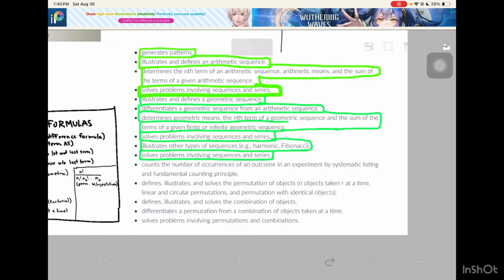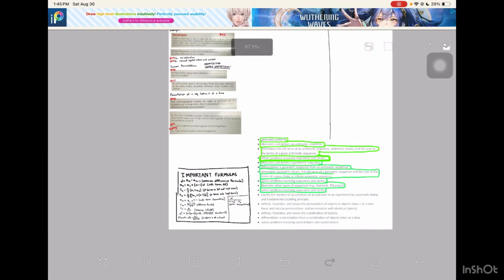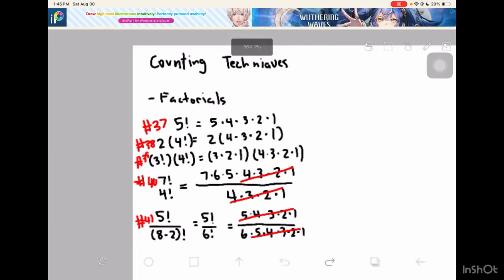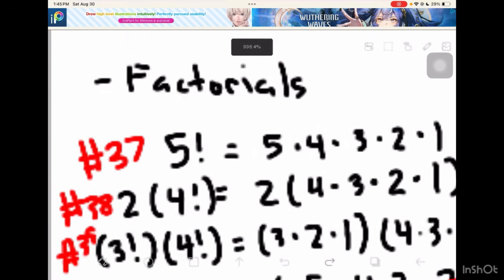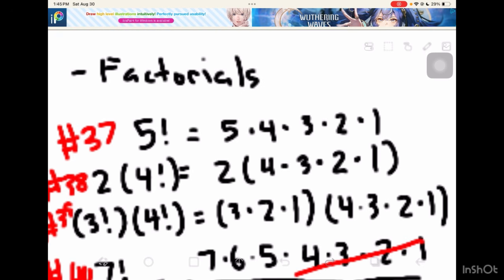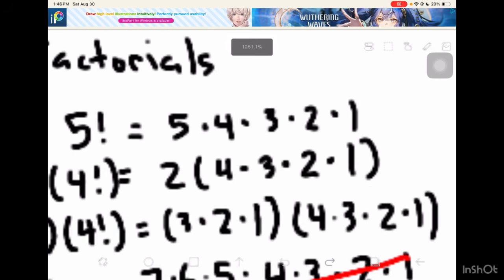Alright, our next topic is new to us, and it will be fundamental counting principle and some of the permutations. Alright, so counting techniques. We have the first concept called factorials. Factorials are something like here in number 37, where 5 factorial is 5 times 4 times 3 times 2 times 1. It's basically the number multiplied by all the numbers below it until we reach 1. So let's put this in our calculator. 5 times 4 times 3 times 2 times 1, or simply if you have a factorial button, 5.